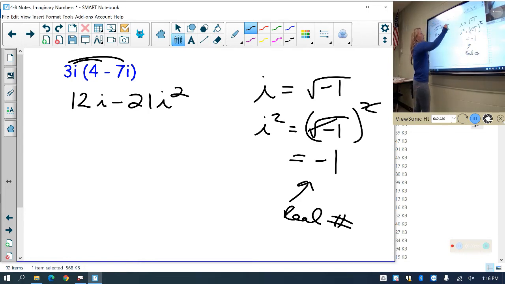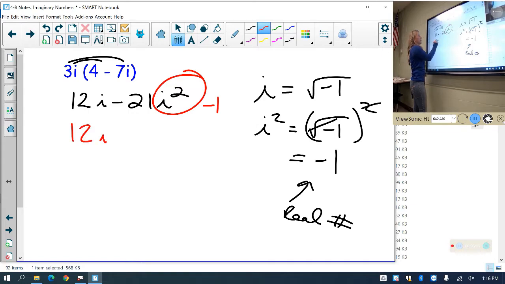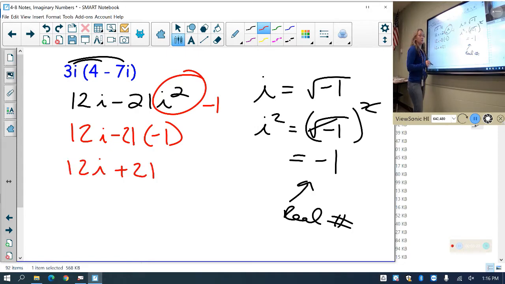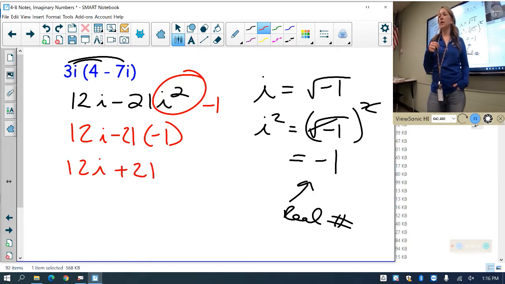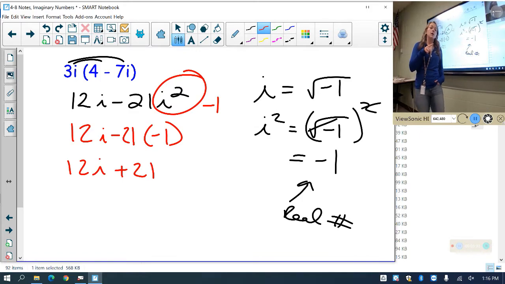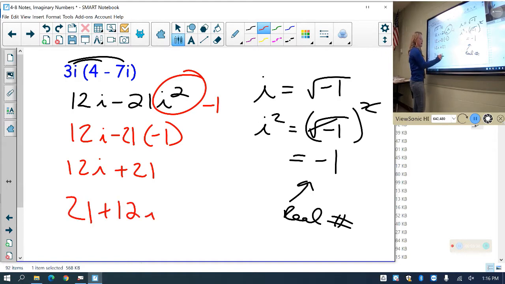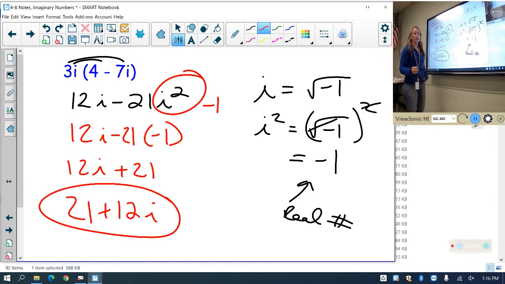So when I have this i squared here, I'm going to change this to negative 1, and then I have 12i minus 21 times negative 1. Negative 21 times negative 1 is positive 21, so it changes. Now, the solution is correct, however, it's written in the wrong order. Remember, a complex number, the real number always comes first, the imaginary number comes second. So I want 21 plus 12i so that it's written in the correct order.